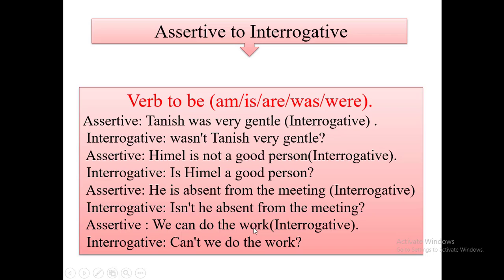We can do the work. Make it interrogative. You know, can is a modal, and accordingly you have to move can to the first position of the sentence, then you have to write can't, because you make it negative interrogative. Can't we do the work?